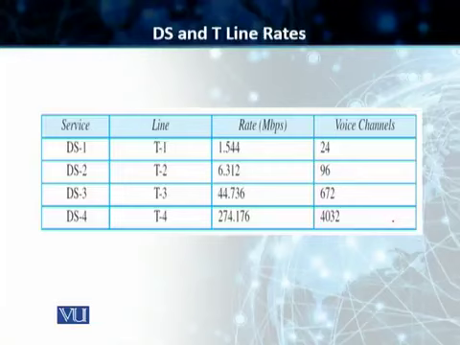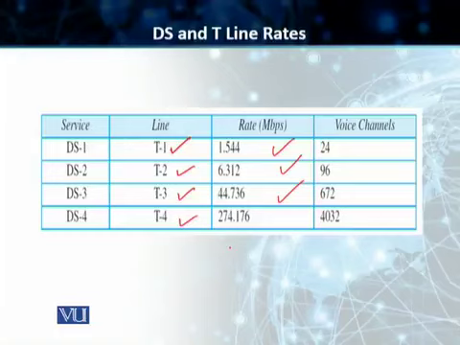Now, DS or digital service is the name of a service. To implement these services, the telephone companies normally use T lines. And T lines are T1 to T4, as you can see. So digital service, DS, is the name of the service, and T1 is the name of the lines that we use. Our T1 line is 1.54 megabits per second. Our T2 is 6.3 Mbps. T3 is 44.7, and T4 is 274 megabits per second.